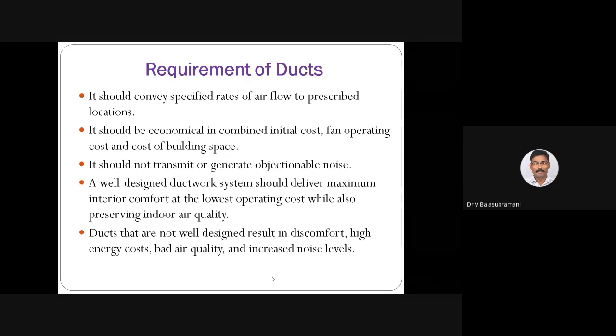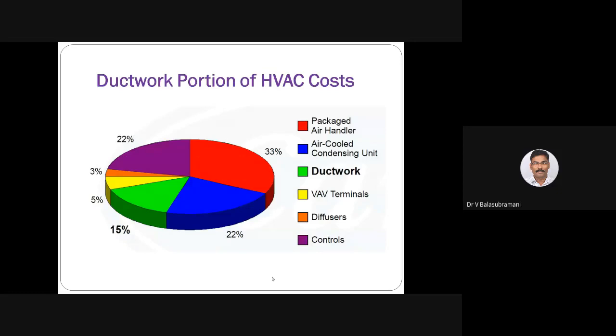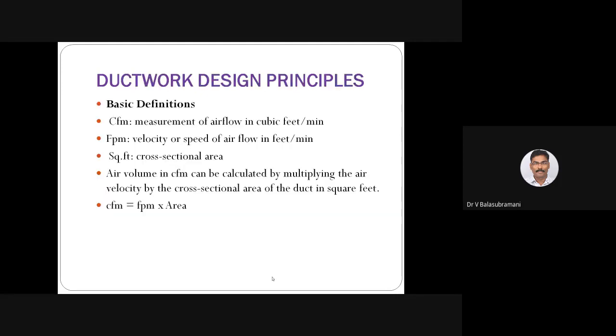And if ducts are not well designed, I think you are aware of it: discomfort, high energy use, bad air quality, and increased noise level. And then you can see in this diagram, it clearly indicates the amount of cost for a total fully air conditioning system. The ductwork contains 15% of the cost. So you know the importance of the duct. So we have to give more importance to the ductwork.